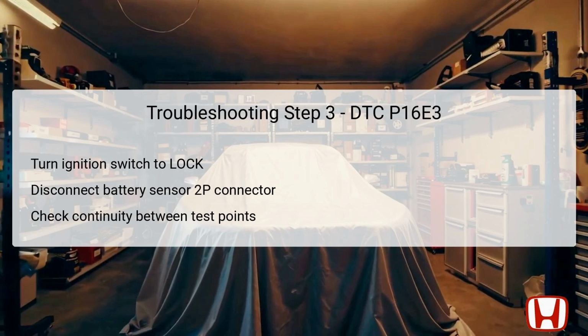Test point 1 corresponds to the battery sensor connector number 2, which is typically a blue wire, while test point 2 should be connected to body ground. This will help ascertain if there is a continuous path for the battery sensor signal. If continuity exists, it indicates that the battery sensor wire is intact. If not, it points to further issues requiring repair.